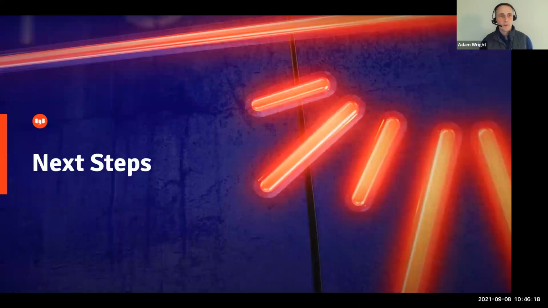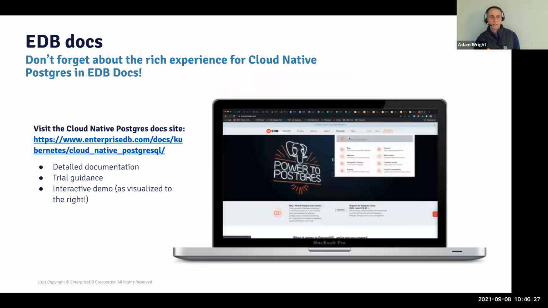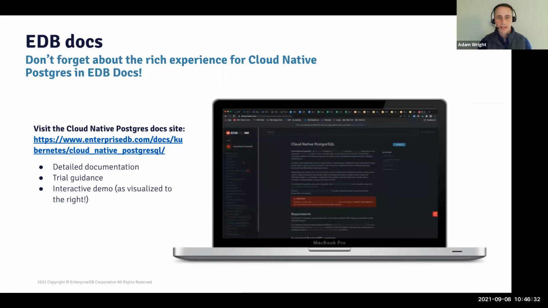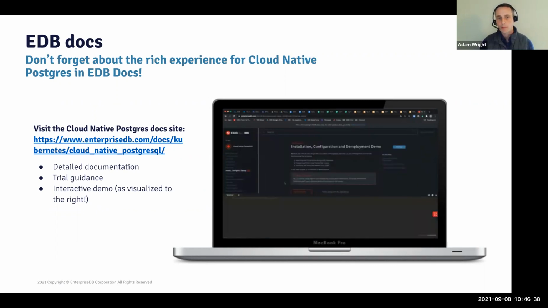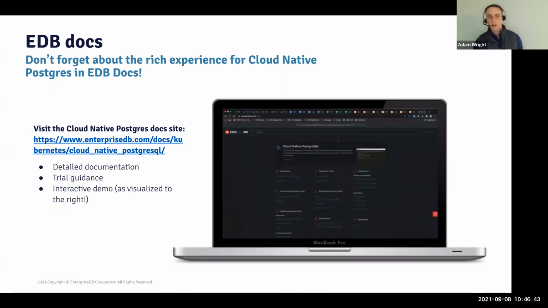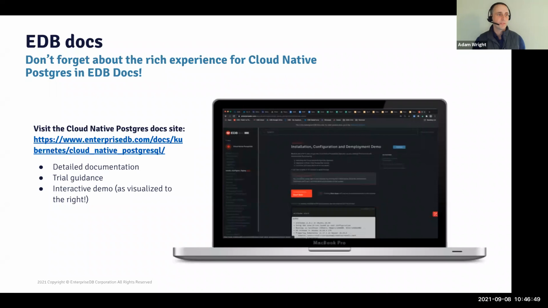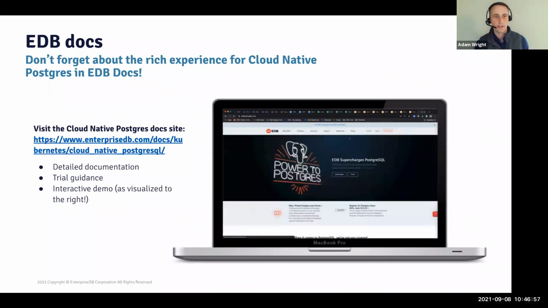All right, so there's a lot of information there. Next steps: a lot of you may not be using stateful applications in Kubernetes or deploying databases yet. Still looking at it, still learning how to secure databases or applications in Kubernetes. The EDB docs are a great resource for you. Everything that I talked about plus much more is going to be in the EDB docs. If you want to try out Cloud Native Postgres, there's even an interactive demo on the website. All of the features that I talked about today are covered in great detail in the EDB docs.